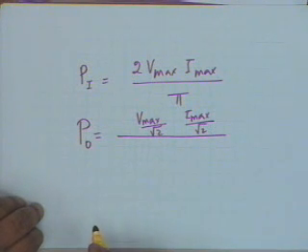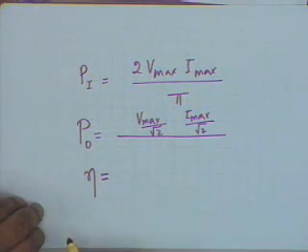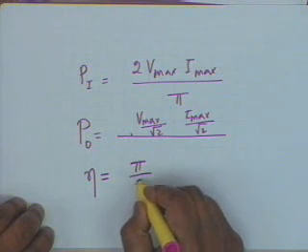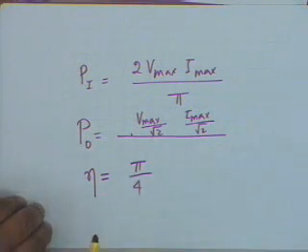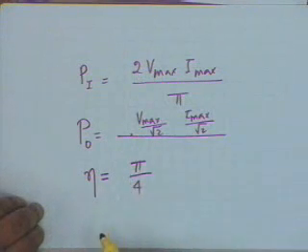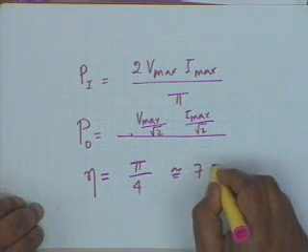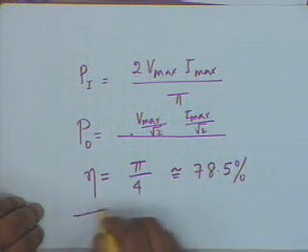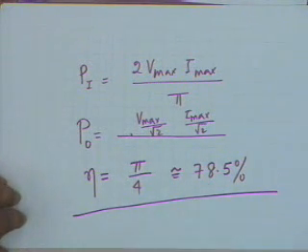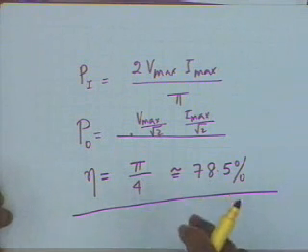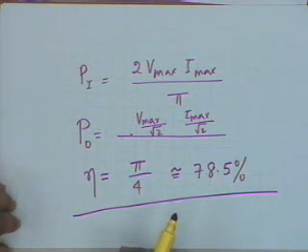This is my P0, and therefore the efficiency is, if you divide this by this, you can easily see that this is equal to pi by 4. Root 2 multiplied by root 2 is 2, and this 2 pi by 4 is approximately 78.5%. This is the maximum efficiency that you can get from class B operation. And most of the stereo amplifiers and public address system amplifiers that you see operate under class B conditions, because efficiency is important there.